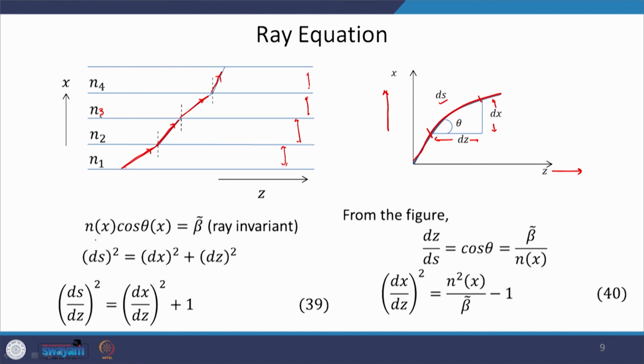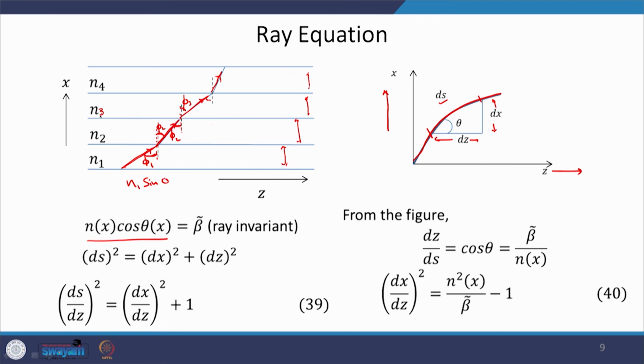We now define a quantity n(x) cos theta(x), and this quantity is a ray invariant. As discussed before, how can this quantity be a ray invariant? If we launch a ray and draw a perpendicular at each interface, then this angle is the angle of incidence and this angle is the angle of refraction. In the second medium, this angle is the angle of incidence and this angle is the angle of refraction. Suppose this is phi 1, this is phi 2, this is again phi 2 and this is phi 3 and so on.